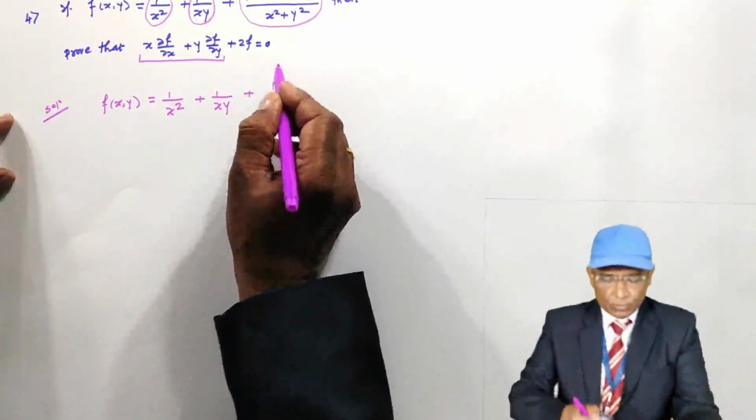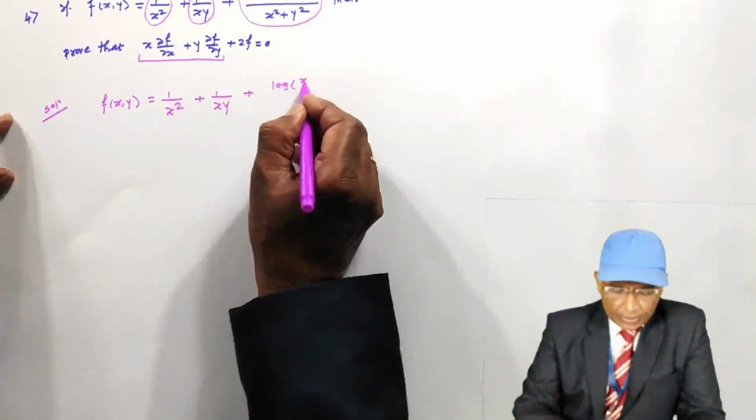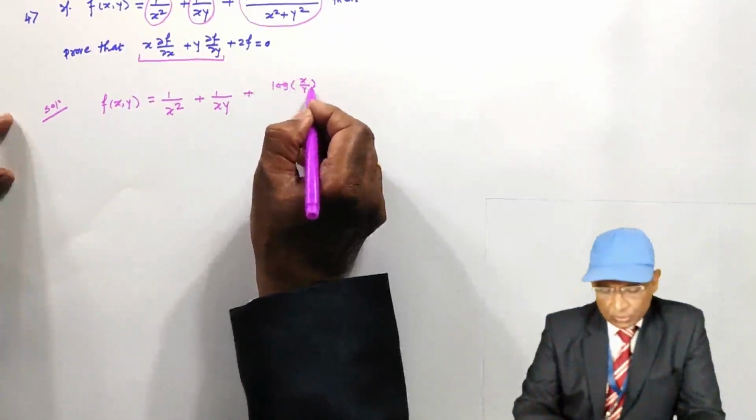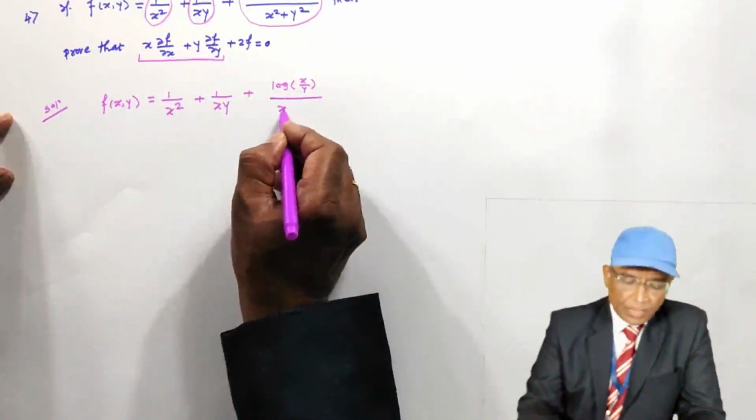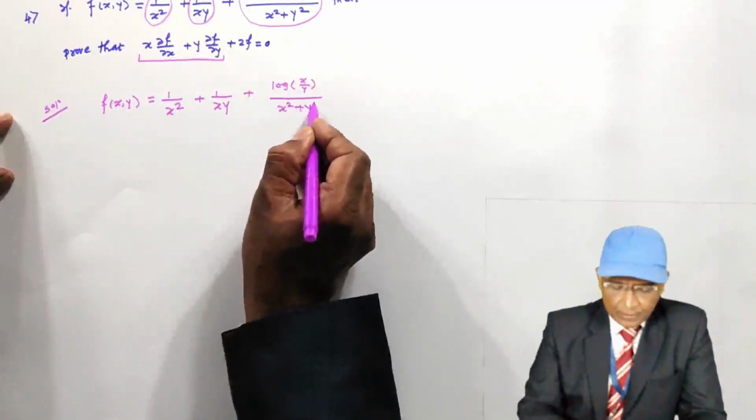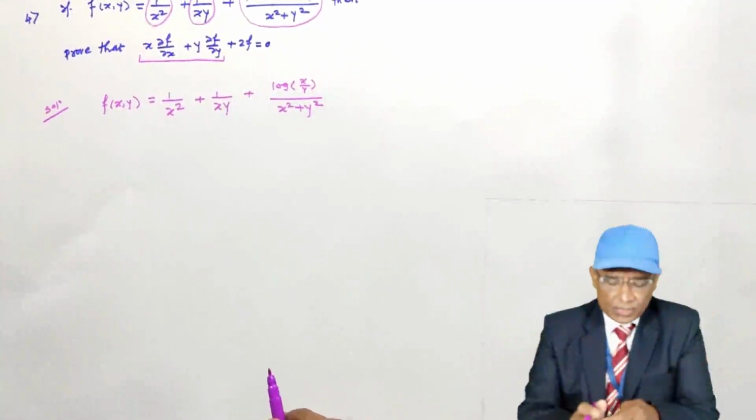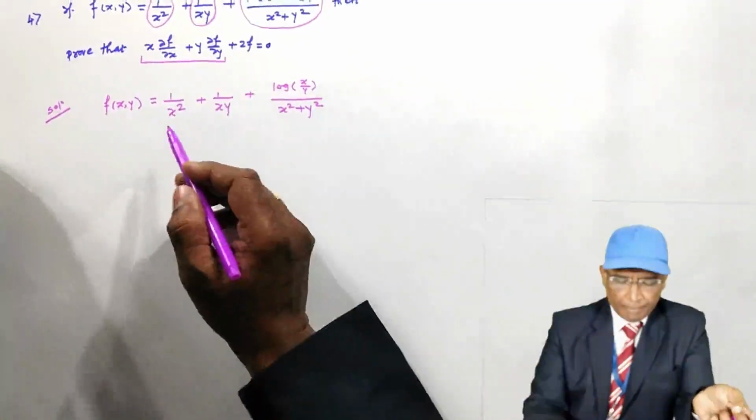Once again I am going to repeat. You can move like that. Let us denote them by u, v, w. Apply Euler's theorem independently. Add all these three equations and get the value.